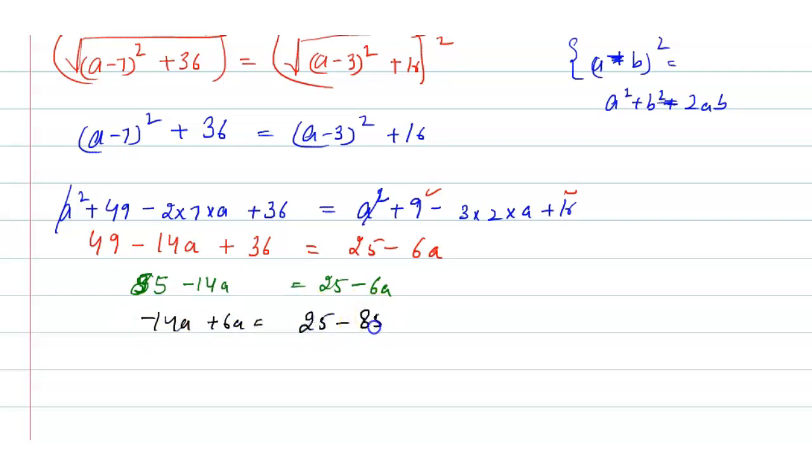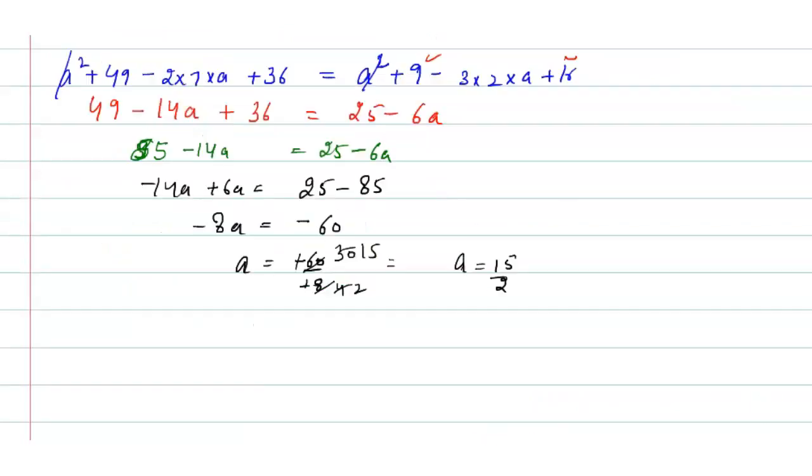Now in the next step we will write −14a + 6a = 25 − 85. Minus 14 plus 6 is −8a, equals 25 − 85, which is −60. So a = −60 upon −8. Here minus and minus cancel, and 2 fours are 8, 2 threes are 6, 2 fifteens are 30. So a = 15/2.